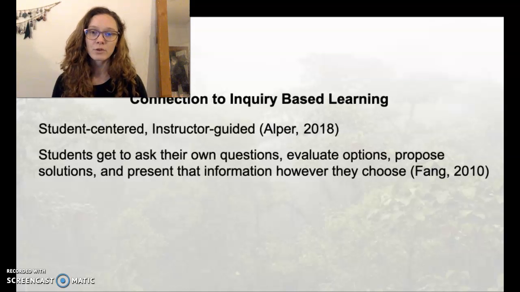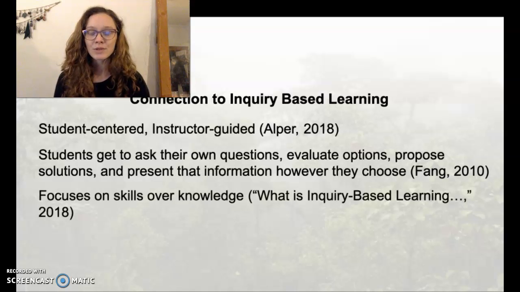Another hallmark of inquiry-based learning is that students get to ask their own questions and then find that information for themselves. So the teacher is not the one providing all the information, they're just helping students figure out ways that they can get that from other sources. And so in this project, students are asking their own questions, they're evaluating options, they're proposing solutions, and then they're getting to choose how they want to present that information. So again, very student-driven.